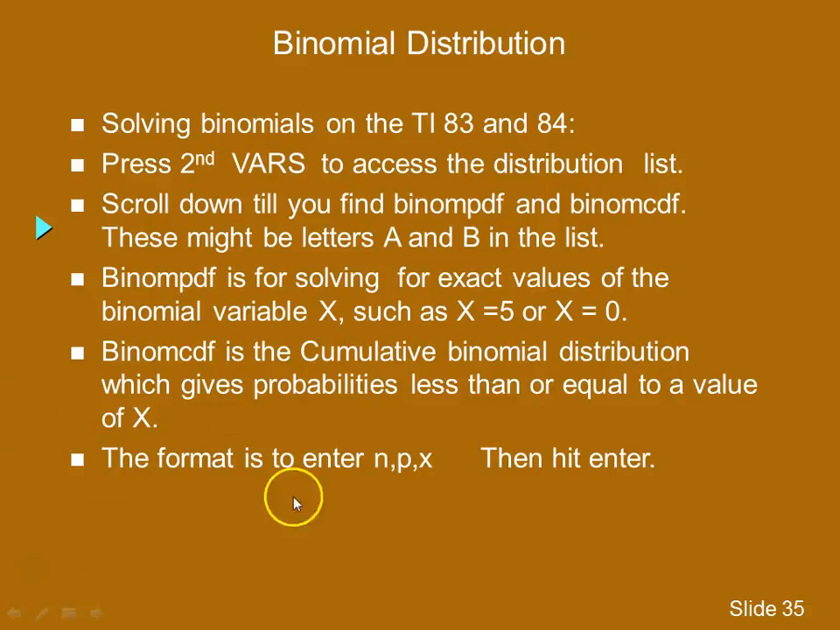The format is to plug in n, p, and x. That's the three things once you access the binomial on your calculator. It needs to know n, the number of trials, p, the probability of success, and x, the number of successes.